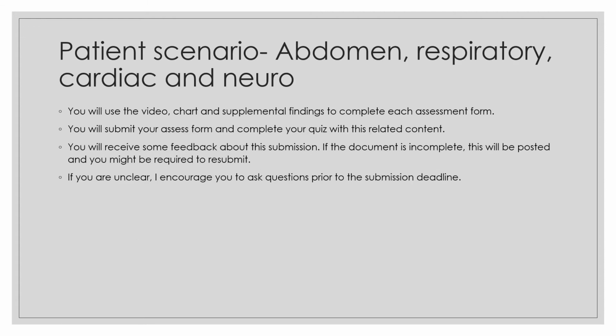Now the next patient scenario is with abdomen, respiratory, cardiac, and neuro. You're going to use a video, the chart, and the supplemental findings that are provided, and you're going to complete each assessment form. Then you'll submit your assessment form and complete your quiz on that week's related content to that chapter. You're going to get some feedback about your submission.